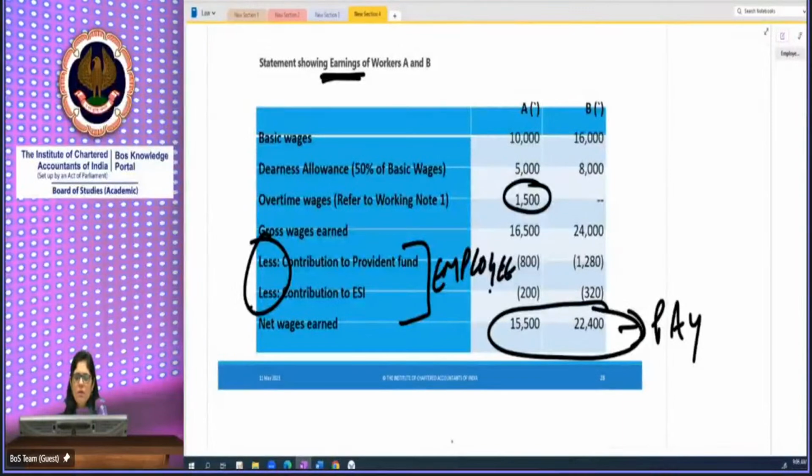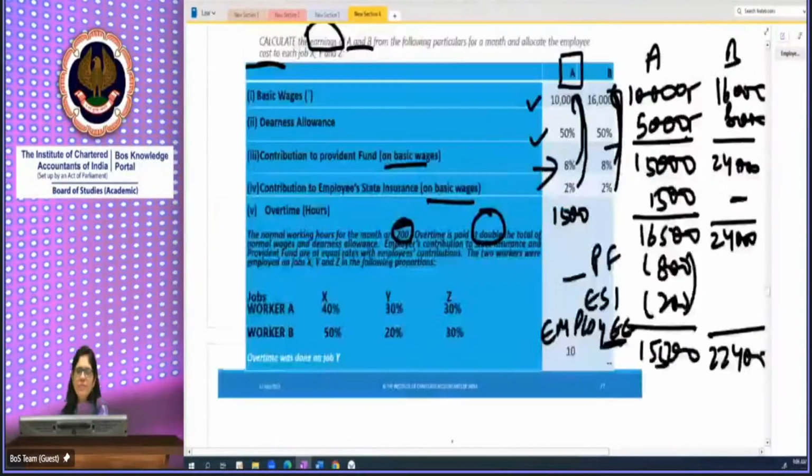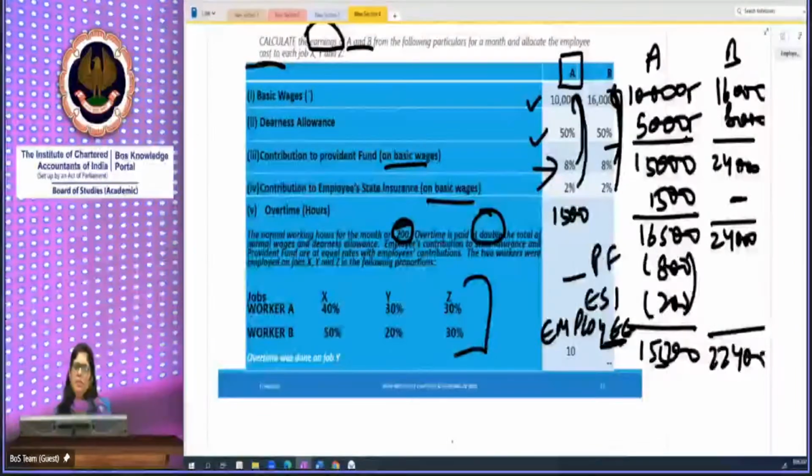Now let us move on. We have to calculate the cost. So now it's the time to calculate the cost to the company. When we calculate the cost to the company, we calculate the cost to the company per hour. Clear? Then once we calculate per hour, we will allocate it to the different workers. And I'm telling you again, whenever we calculate the cost per hour, we calculate on normal basis. Clear? No abnormal thing we calculate. Only that we take. Clear?